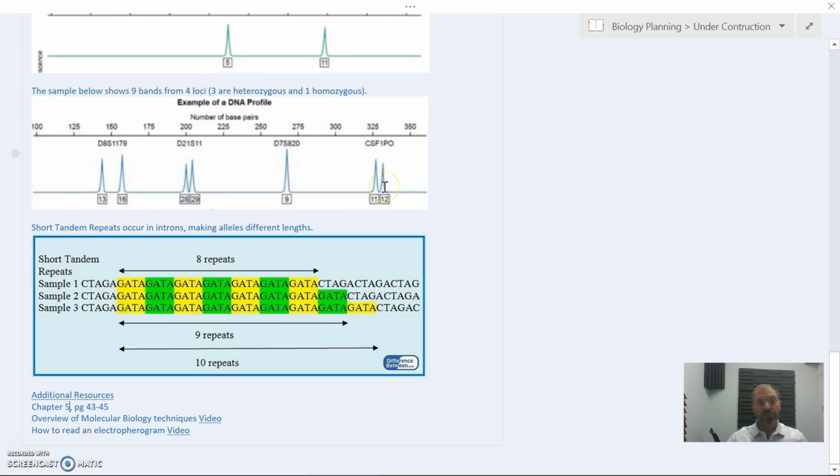These are then unique for individuals. If you just looked at a few locations, there might be a few people who have the same, but if you look at lots of locations, 16, 20 locations or whatever, this pattern becomes a unique identifier of that person, their DNA profile. So this is covered in Chapter 5, and there's a couple of videos there that you might want to watch as well.